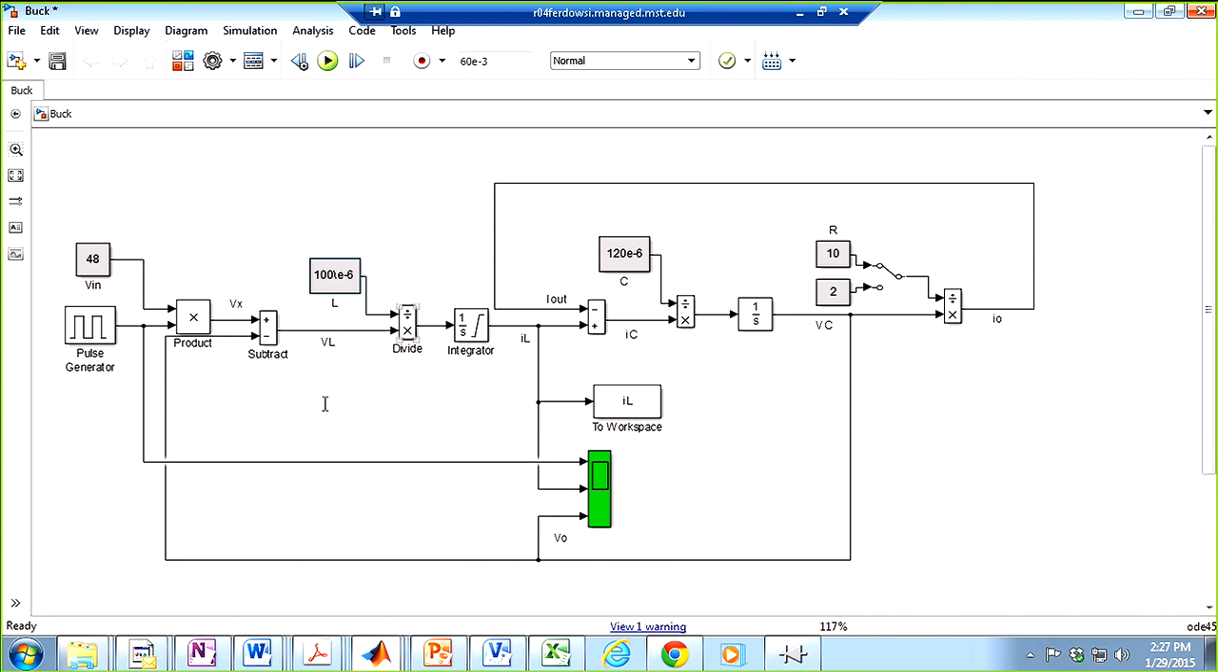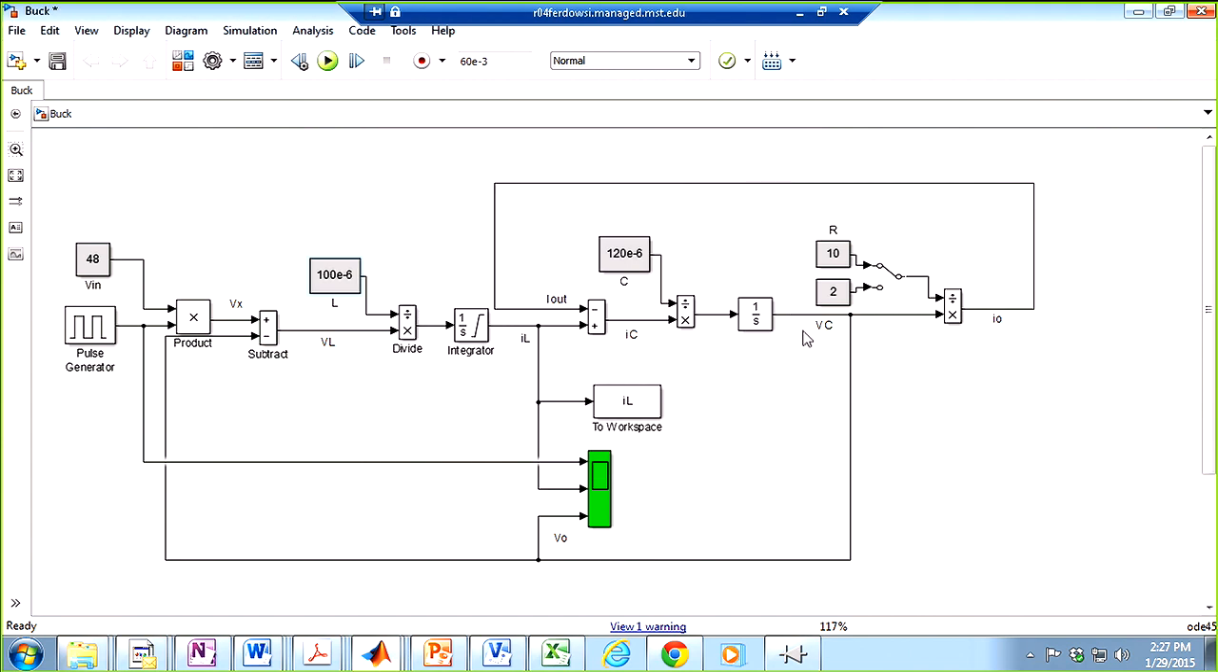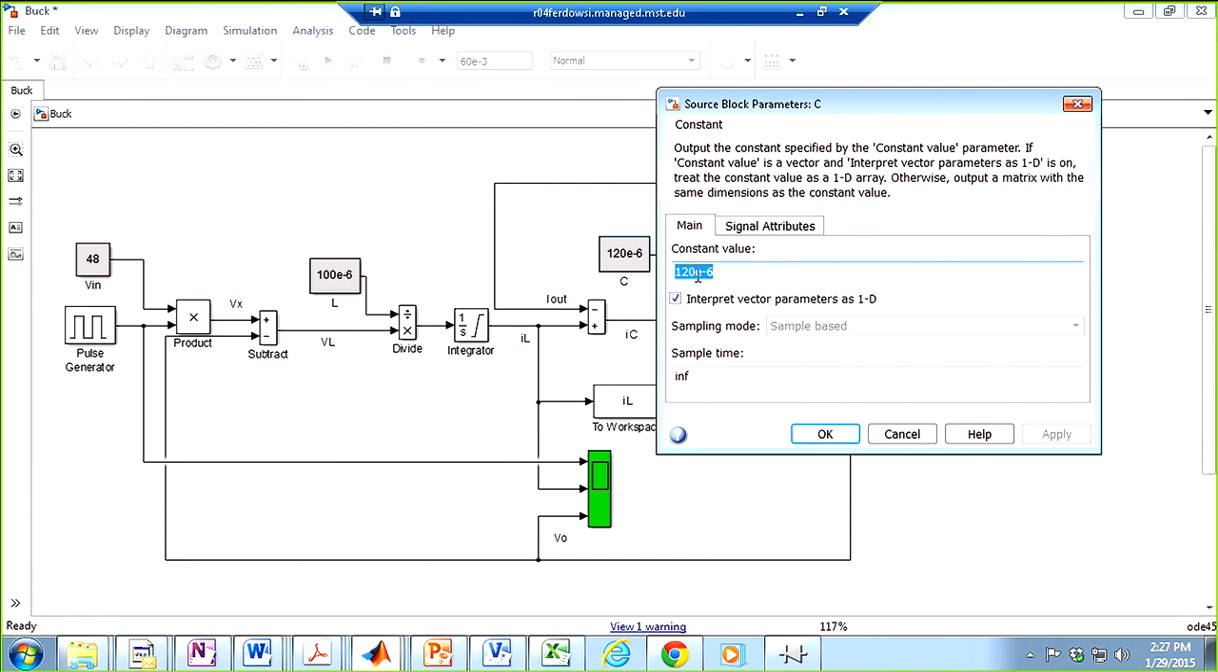And now let's play around with your capacitor value. Okay, let's say your capacitor is too large. Instead of 120 micro, you use 10 times larger.